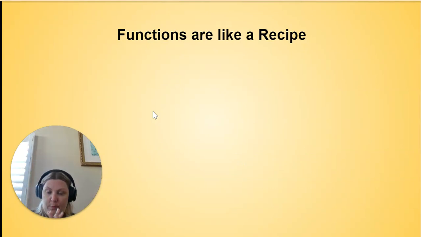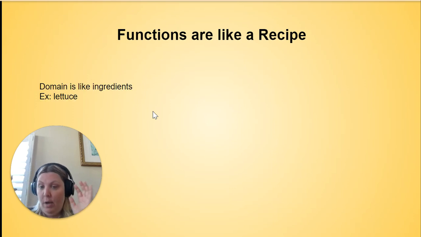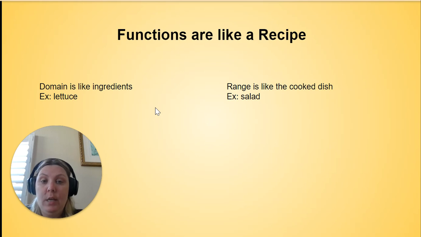So let's talk about functions. What are functions? The function is an act of making something out of something else. So think about it this way. You have lettuce and you want salad. So what are you going to do? Well, you're going to chop up the lettuce, right? So that act of chopping up is your function.